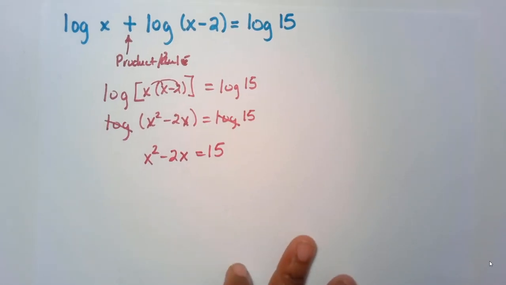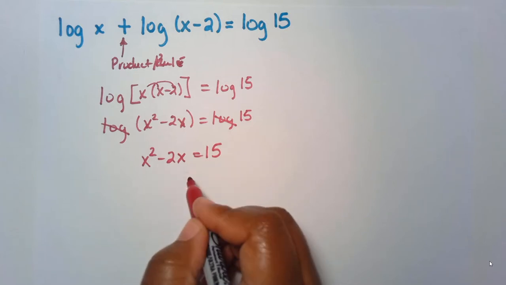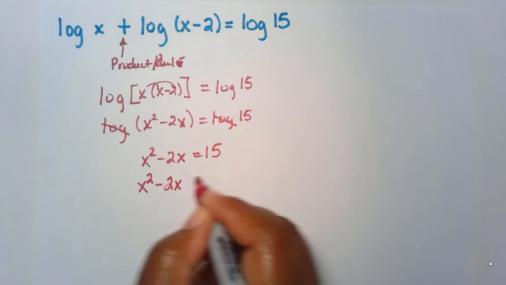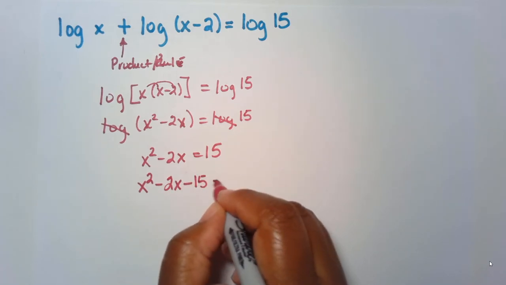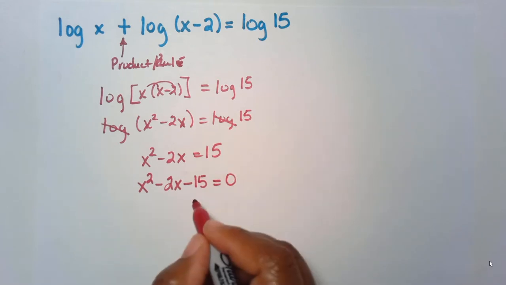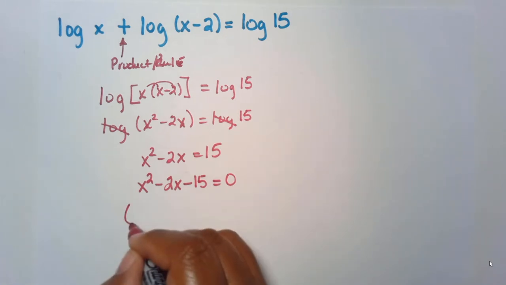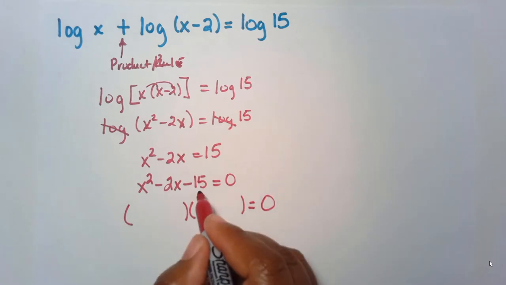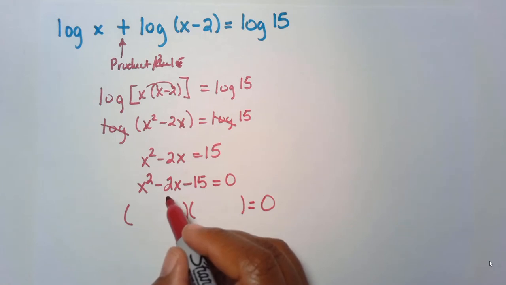So now we're going to take this equation and set it equal to 0 by subtracting 15 from both sides. And either we can factor or we can use the quadratic formula to find x. So we're going to factor. What are factors of negative 15 that, when we add those factors, would give us negative 2?